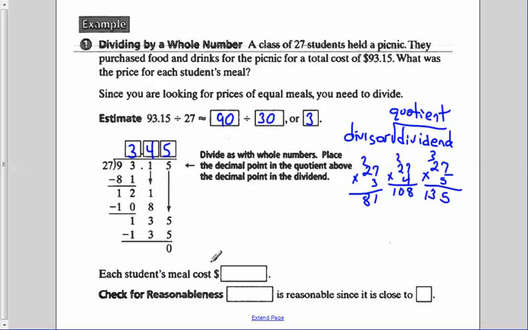So each student's meal costs, and now one thing I didn't talk about before is the decimal point right here. We just brought that straight up into our quotient. So it goes right above exactly where it is. So each student's meal costs $3.45. And so we check for our reasonableness. $3.45, or 3 and 45 hundredths, is reasonable since it is close to our estimate of 3.